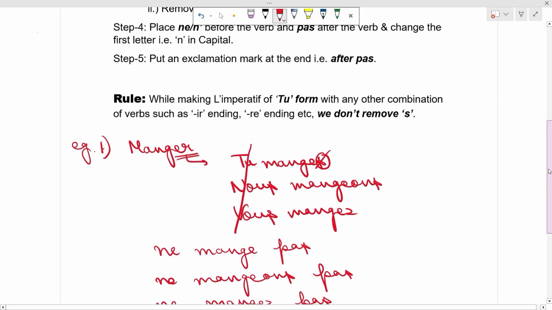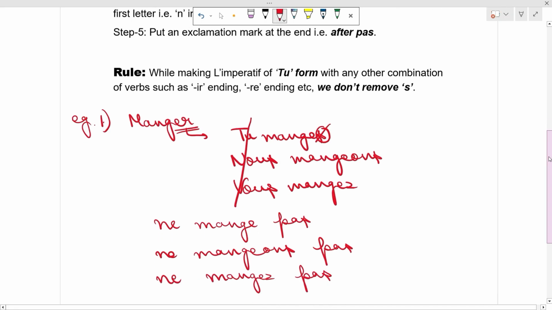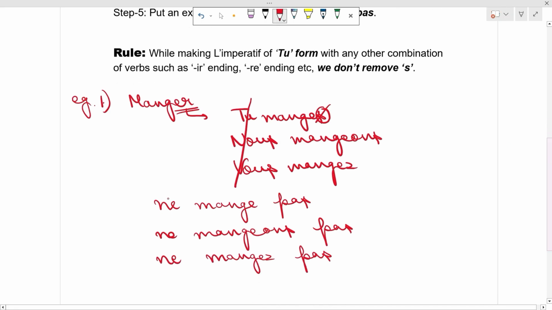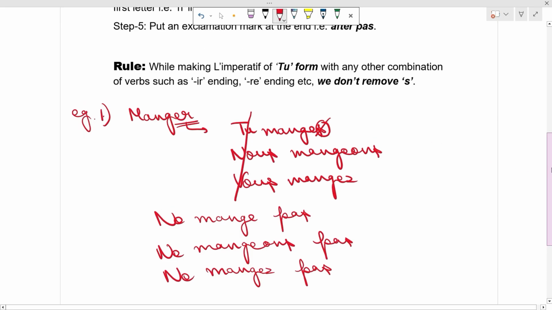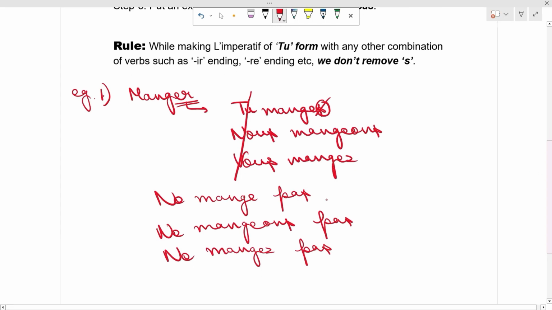Then the fourth step says that we have to change the first letter n in capital. So we will change the first letter here in capital. This is how we do the changes. Step 5, put an exclamation mark at the end after pas. This is the conjugated form of manger in l'impératif négatif.